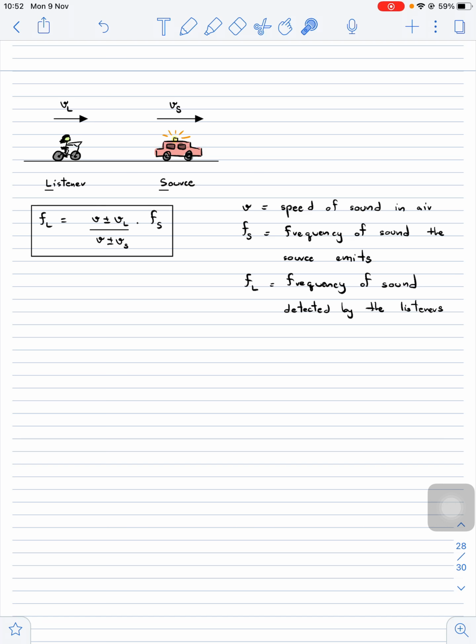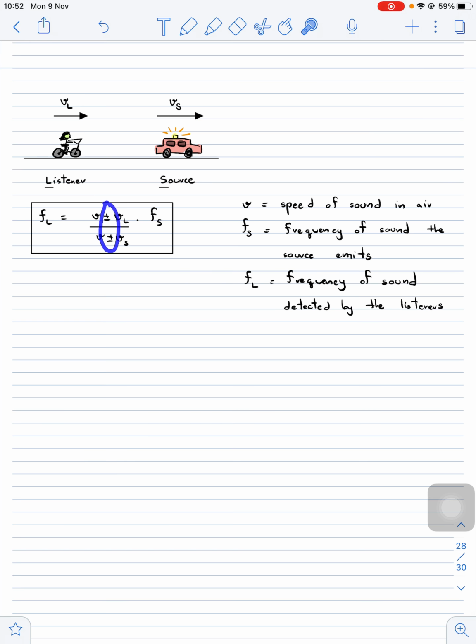Then we can get the relationship between FL and Fs by these equations. So just remember this equation. FL is the frequency that the listener can detect, and Fs is the frequency that the source emits. We have V here, the speed of the sound wave in the air. VL and Vs are the speeds of the listener and the source respectively. But now the problem is the sign, the plus and the minus. Which one should we use, the plus or the minus? It just depends on the situation.